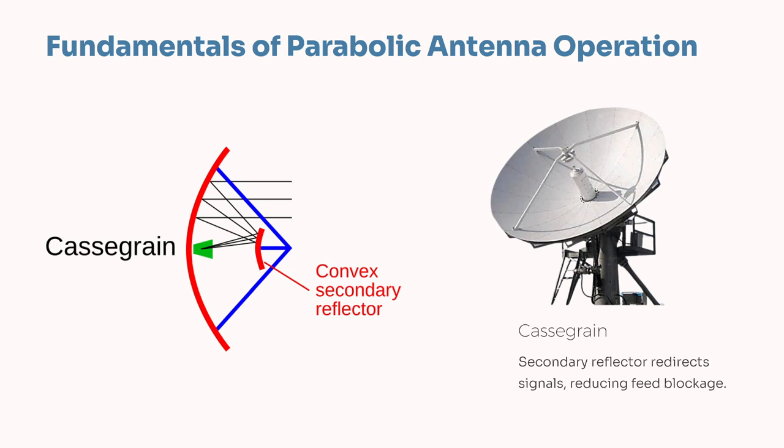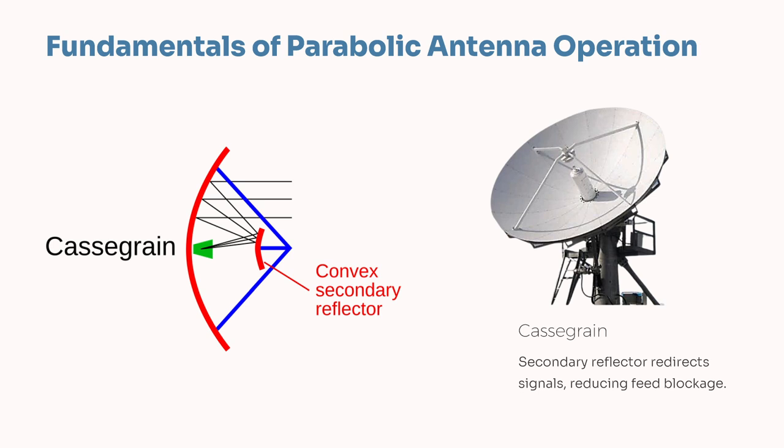Convex secondary reflector. A smaller, convex reflector, shown in red in the center, is placed between the main reflector and the feed. The secondary reflector redirects the signals that are either being transmitted from or reflected back to the primary parabolic reflector. This convex shape is chosen to expand the beam before it reflects to the focus at the feed, allowing for a more compact design.